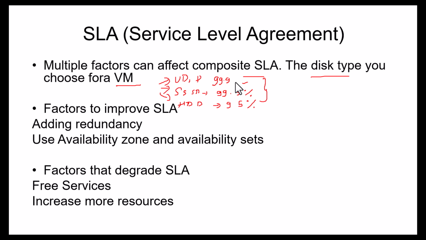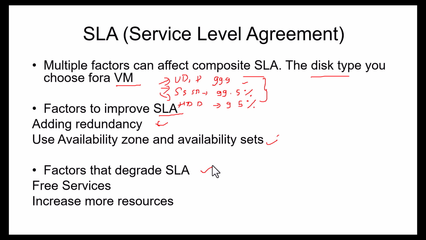So at last, let's see what the factors are which can improve your SLA in an application. The first thing is that if you make your resources redundant, definitely your SLA is going to increase. Another thing is that if you are using availability sets or availability zones to deploy any Azure resources, definitely it will have a higher SLA. Somehow that will also provide redundancy.